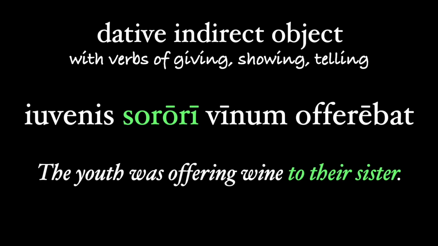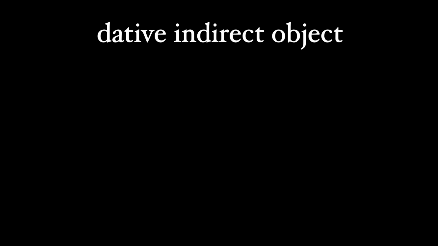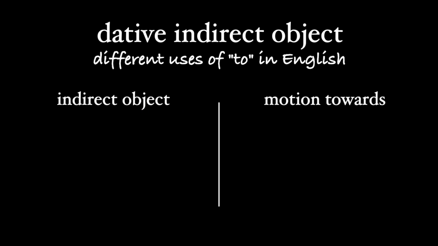The youth was offering wine to their sister, or was offering their sister wine. The thought is incomplete without our dative, sorori. One more note: this "to" translation of the dative is different from going to someplace. In Latin, we would usually use the prepositions ad or in for this, both with the accusative case.